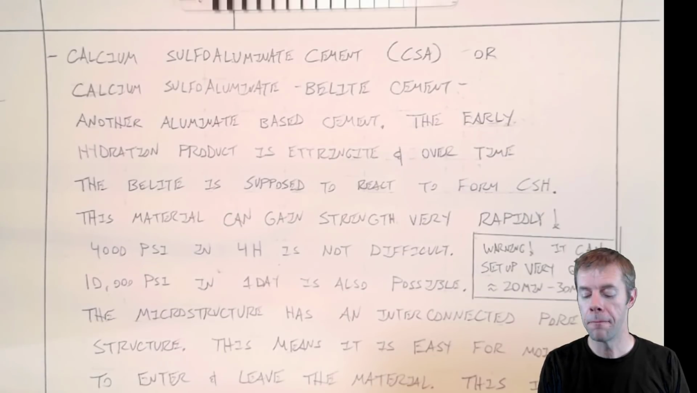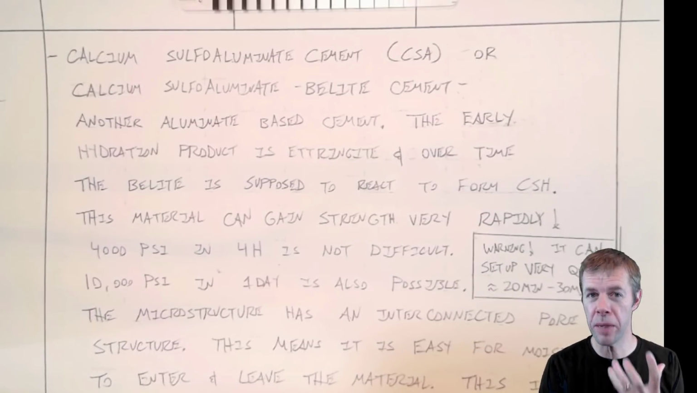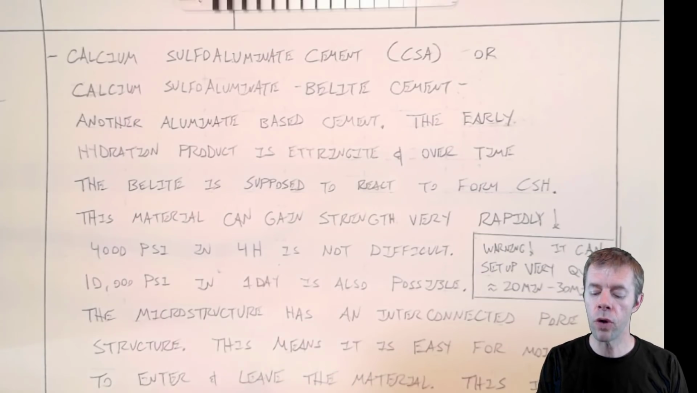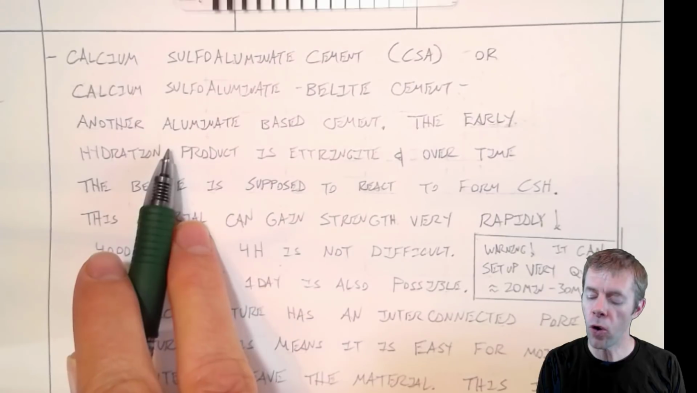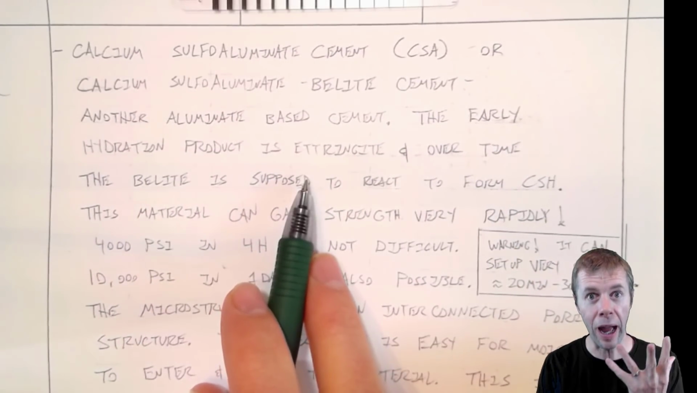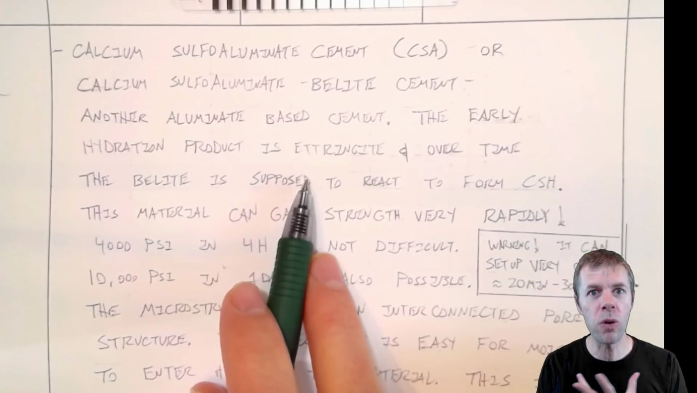The next ACM is calcium sulfoaluminate cements, CSA, or sometimes they're called calcium sulfoaluminate belite cements, because there is some belite mixed in with them as well. This is another aluminate-based cement, and the early age hydration product is ettringite. Yeah, those needles that grow. It's almost all ettringite.